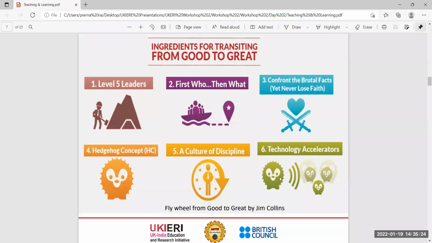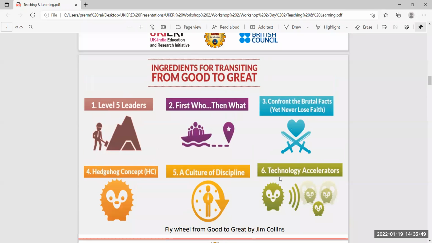So first is level 1, first step, Level 5 leaders. Second step, you should think about who, rather than what. Confront the brutal facts. Follow your hedgehog concept: identify your hedgehog concept and follow it. Culture of discipline and technology accelerators. So we'll see this one by one slowly. These are the flywheels from the Jim Collins Good to Great book.